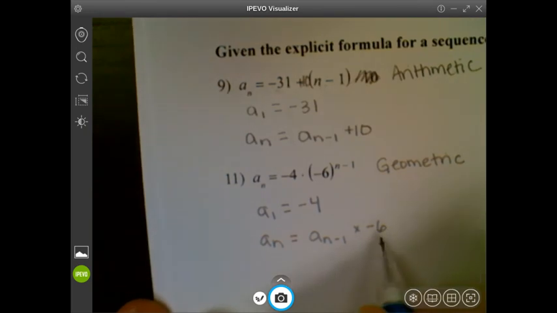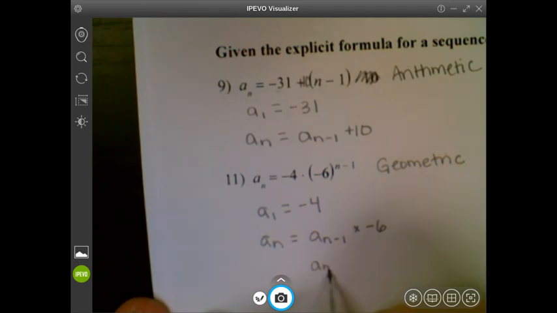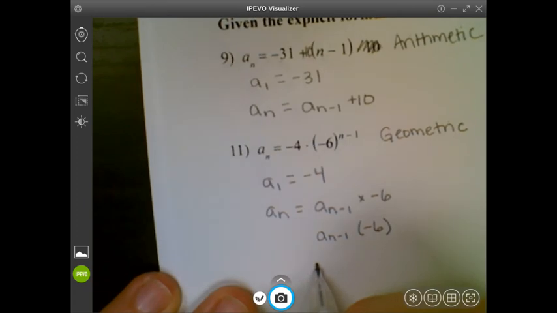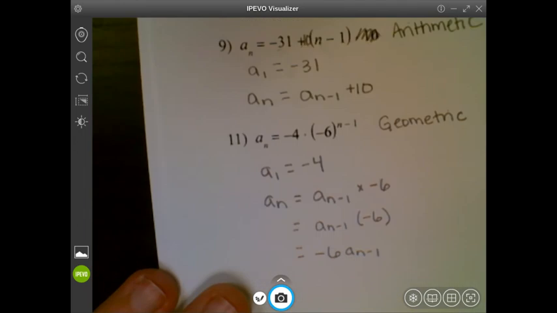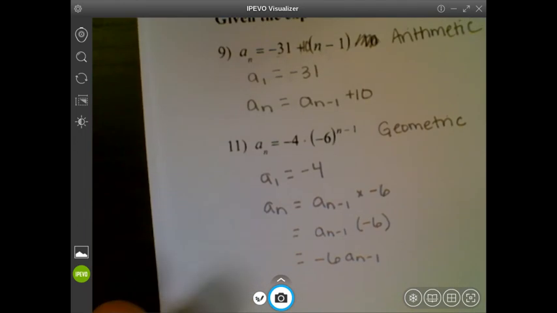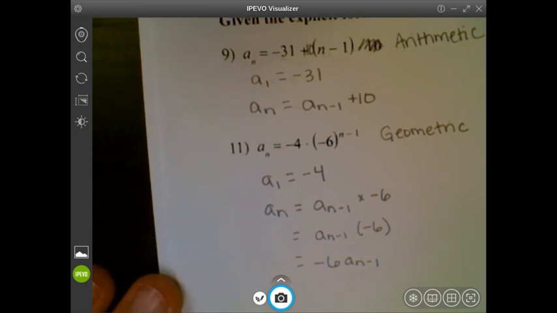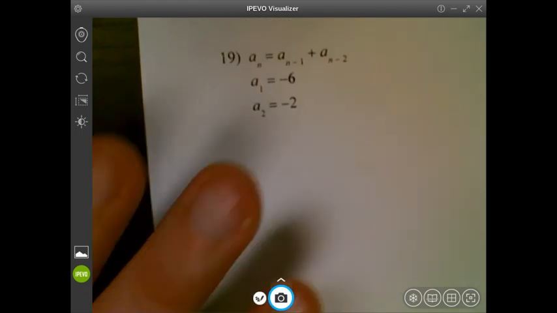And so if you don't like to write it like this, you could also write a sub n minus 1 and then parentheses negative 6. Or you can put the negative 6 in the front, which is typically how we do variables, right? And say negative 6 times a sub n minus 1. All 3 of these mean the exact same thing. All right, I'm going to leave the other 2 for you to try on your own.